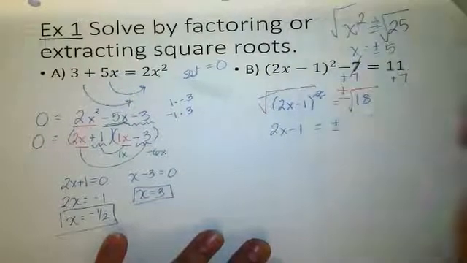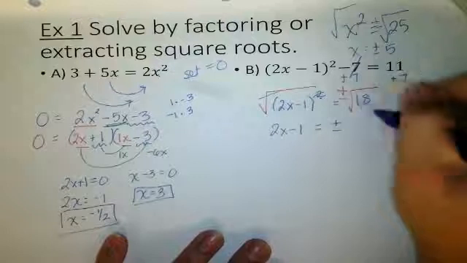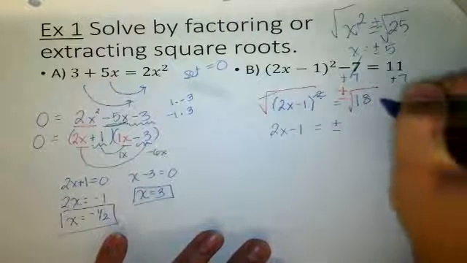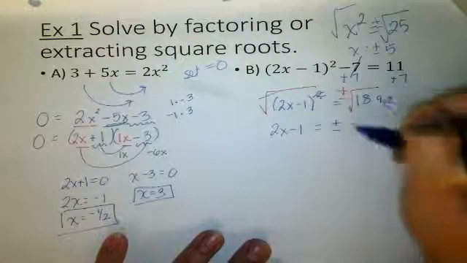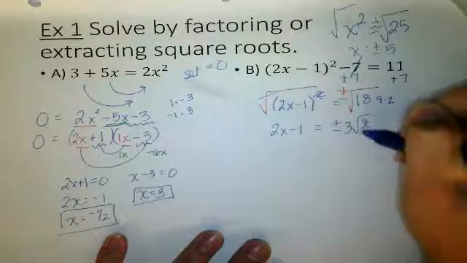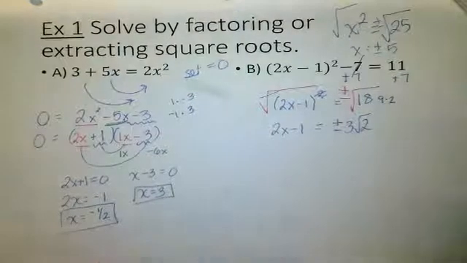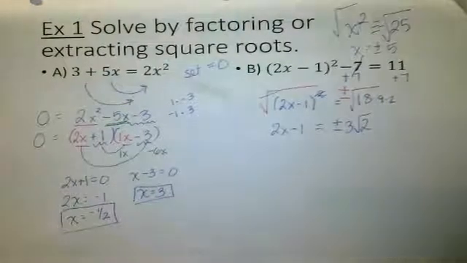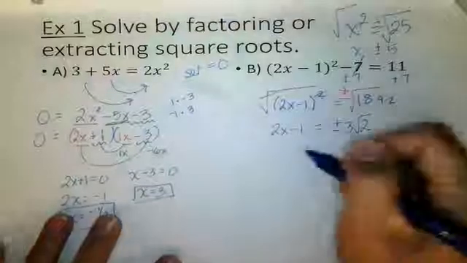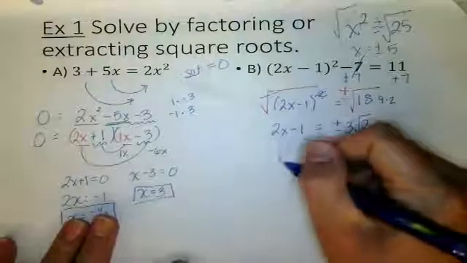And then, how do you simplify that radical? 3 radical 2. Very good. This is the square root of 9 is 3, and the square root of 2 does not simplify, so 3 radical 2. And then what should we do? Add 1, and then divide by 2.